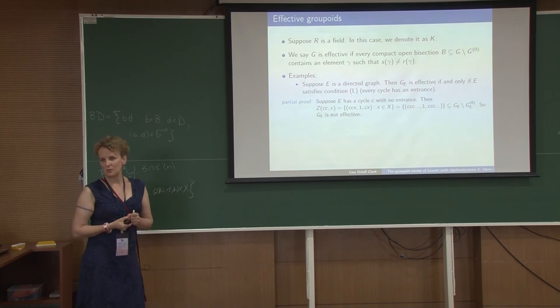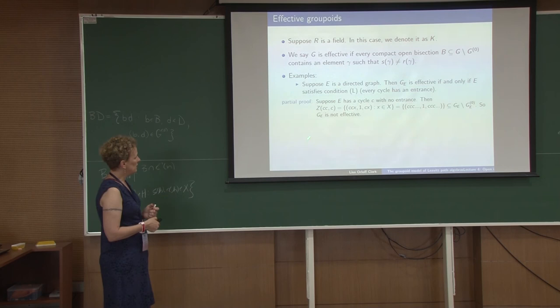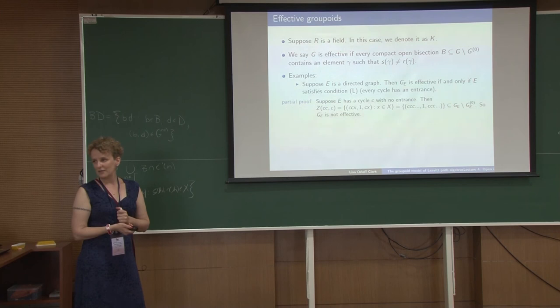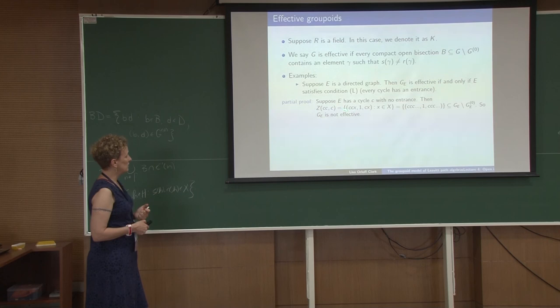But as I said, for that X, the only possibility, because we don't have an entrance, is for it to be infinite C's. So this open set is outside of the unit space, and it's in fact just that singleton. What is the source and range of that? The range is the infinite path of all C's, and the source is the infinite path of all C's, equal to each other. So there's an open bisection outside of the unit space that doesn't have any element with source and range different. So it's not effective. So the condition L failing means not effective.